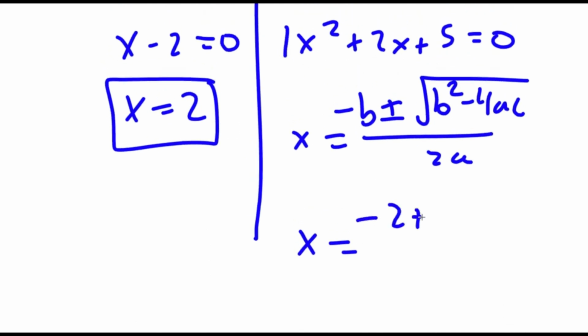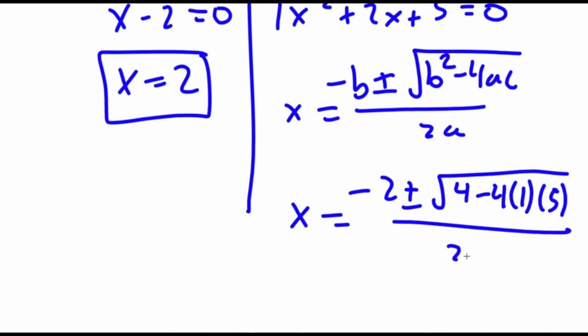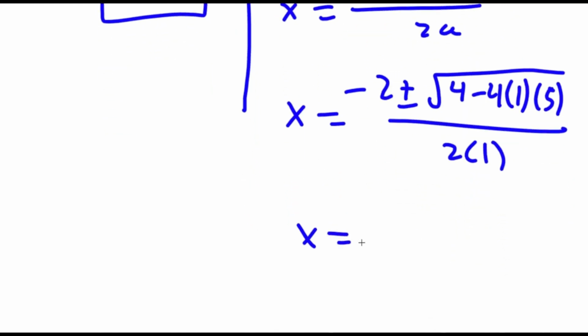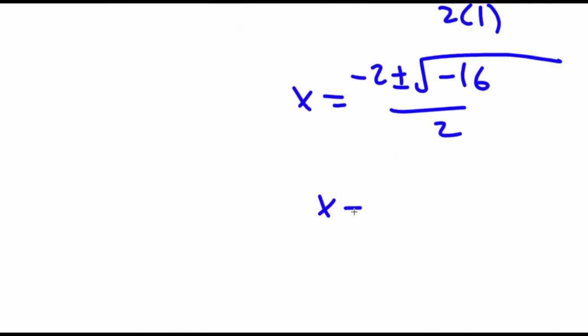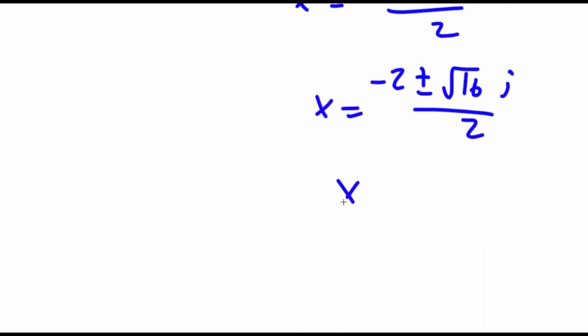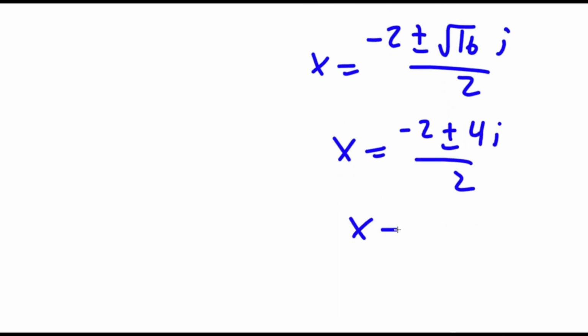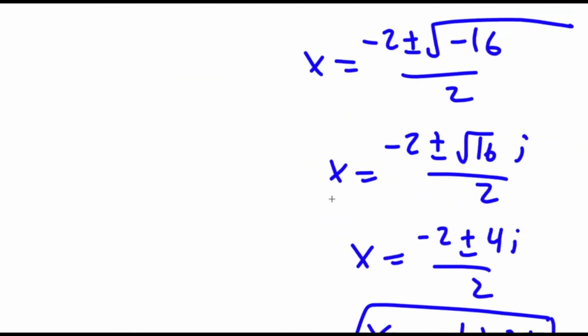So I have negative 2 plus or minus the square root of 2 squared, which is 4, minus 4 times 1 times 5, all over 2 times 1. And now this is equal to negative 2 plus or minus the square root of 4 minus 20, which is negative 16, over 2, which is equal to negative 2 plus or minus the square root of 16i over 2, which is negative 2 plus or minus 4i over 2, which is negative 1 plus or minus 2i. So these are my three solutions to this problem.